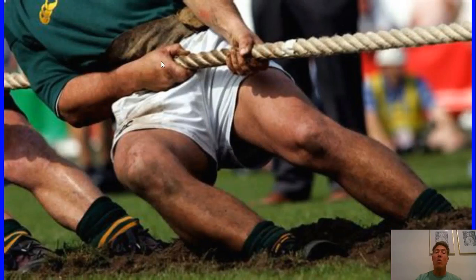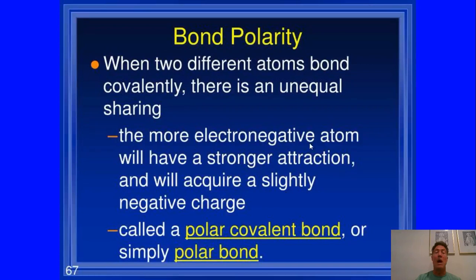But what if one atom is pulling harder on the electrons than another? Then you get what's known as bond polarity, unequal sharing of the electrons. So the more electronegative an atom is, the more it will pull on the electrons. It will have a stronger attraction, and it will pull those electrons closer to itself, resulting in a slightly negative charge on the more electronegative atom. This is called a polar covalent bond, or more simply, a polar bond.